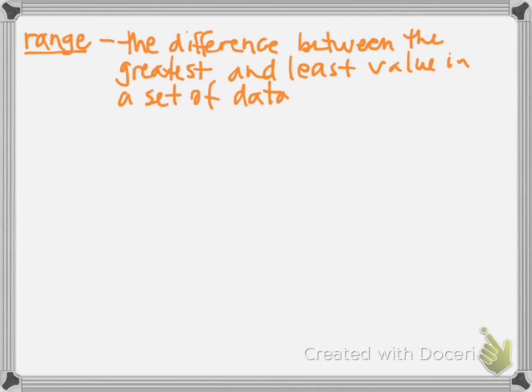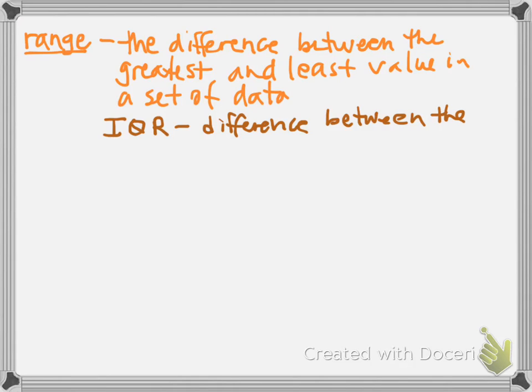And then we'll add in the interquartile range as part of this. And that would be the difference between the first quartile, Q1, and the third quartile, Q3. Okay. So, will the outlier have an effect on range?